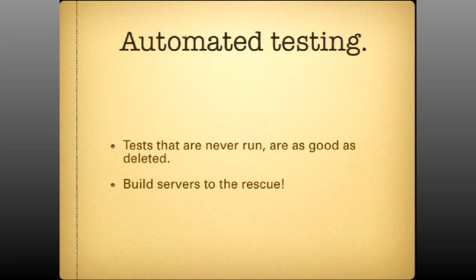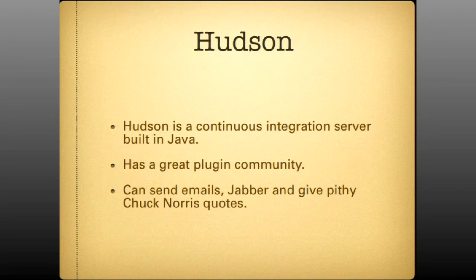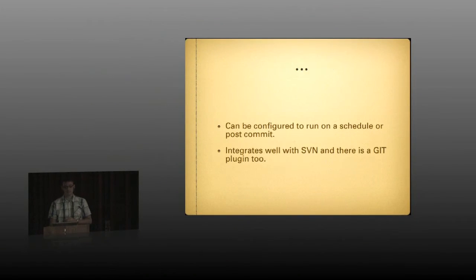So what we can use is build servers. Hudson. Hudson is an amazingly easy to use build server. Hudson is a continuous integration server built in Java. It has a great plugin community. There's about 100 plugins you can install. And it can send emails, it can send Jabber, it can give pithy Chuck Norris quotes, it can do things like run coverage reports and tell you how much of your application is covered by your test suite.